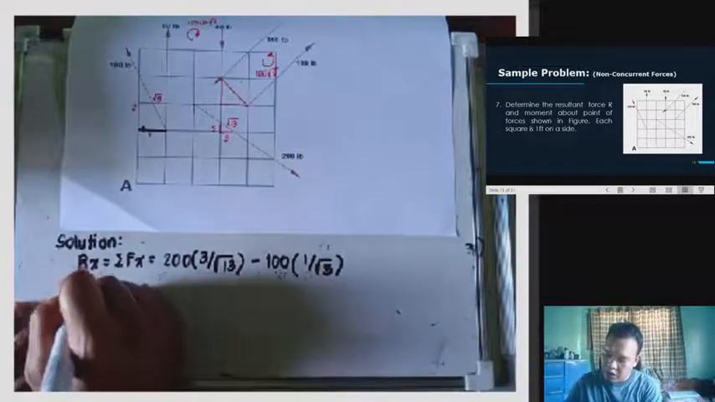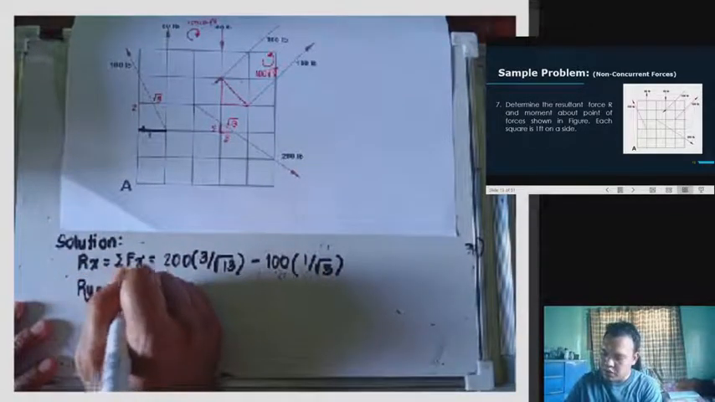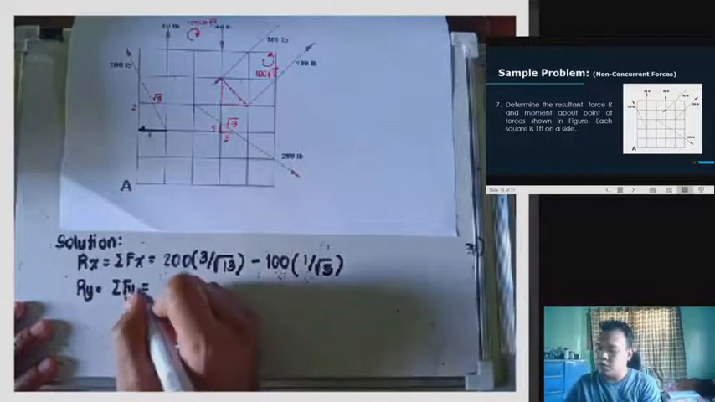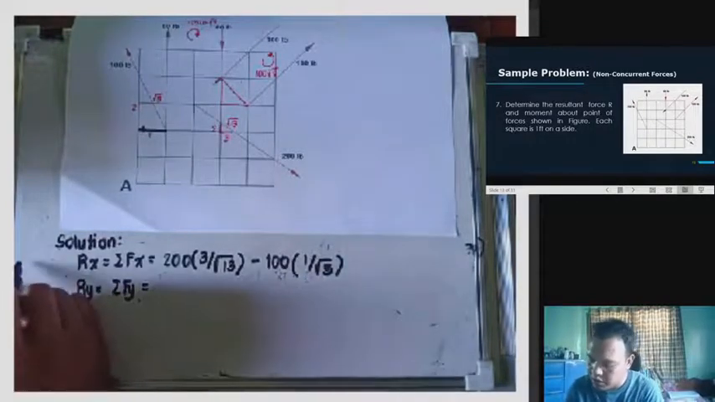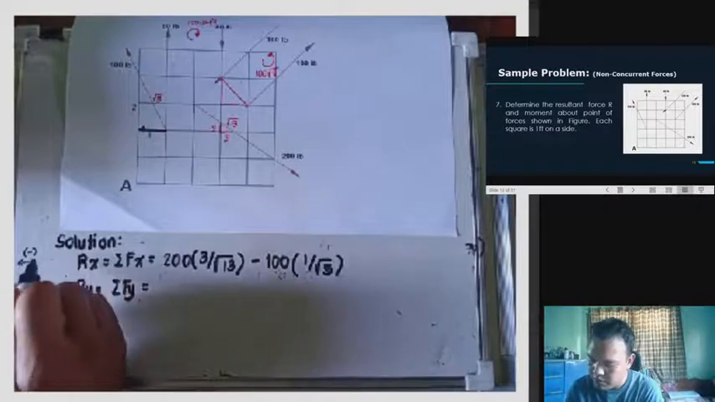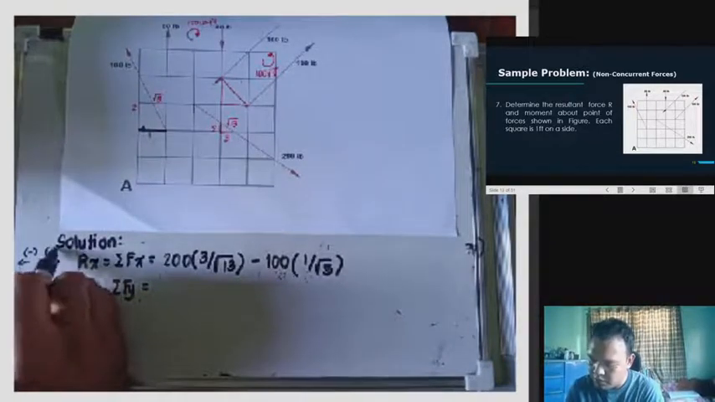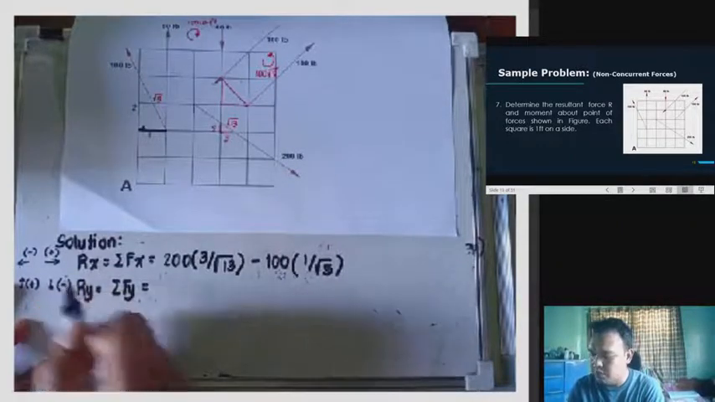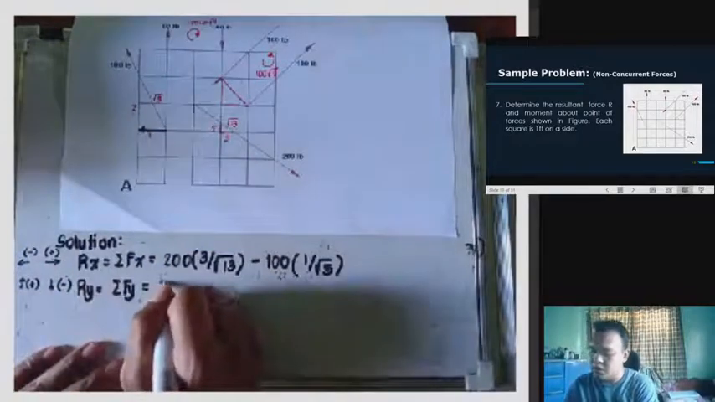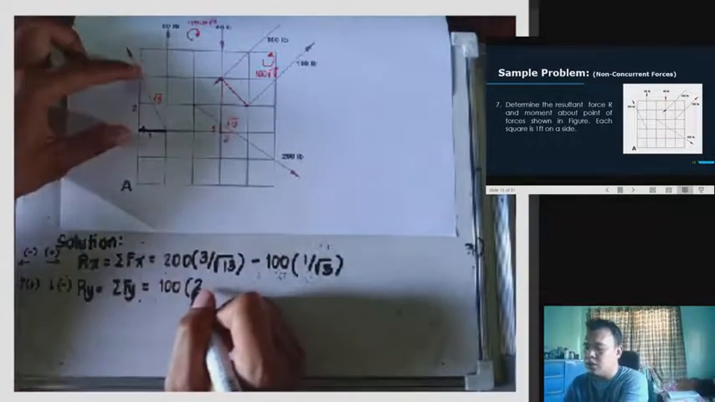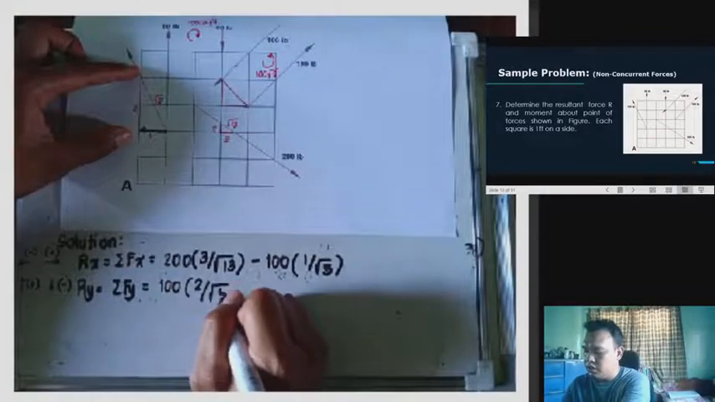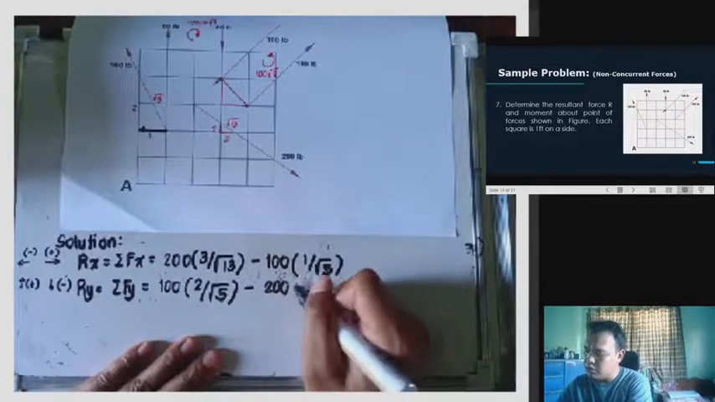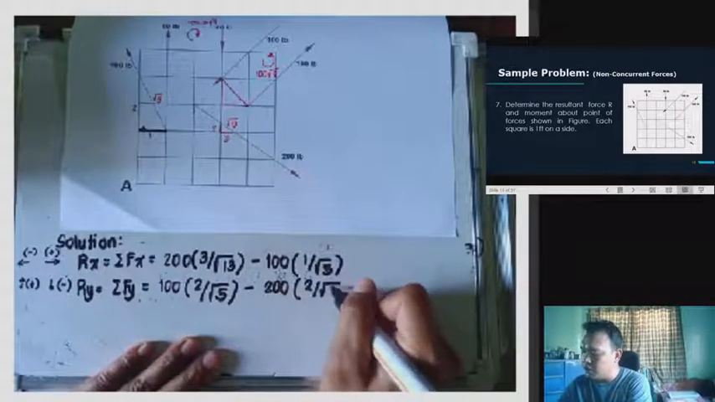Then we have here Ry is equivalent to summation of forces y component. So up is positive, down is negative tayo. So up, dito ko lagay yung assumption na para hindi tayo makalimot. Going to the right is positive. Dito ay up is positive, down is negative. So going up is yung 100 pounds. So positive tayo, 100 multiplied by 2 na component niya all over the square root of 5 minus 200 pounds times 2 all over the square root of 13.